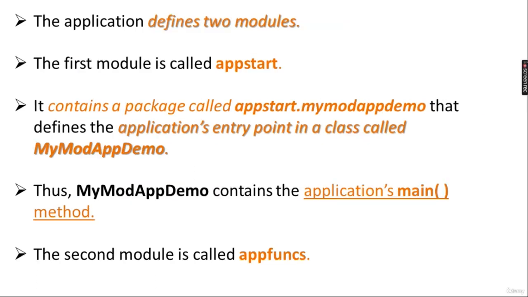The application defines two modules. The first module is abstract. It contains a package called abstract.myAppDemo that defines the application's entry point in a class called MyModAppDemo. Abstract is the one module. There is a package myModAppDemo, and in it there is a class MyModAppDemo with capital M, capital A, capital D. MyModAppDemo contains the main method, public static void main. All these things will remain the same.